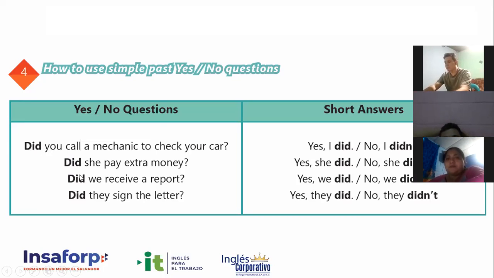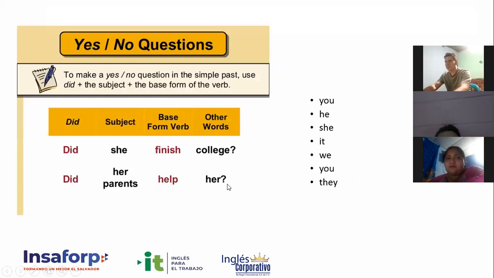Did she pay extra money? Yes, she did. No, she didn't. Did we receive a report? Yes, we did. No, we didn't. Did they sign the letter? Yes, they did. No, they didn't. You see, it's not that difficult.